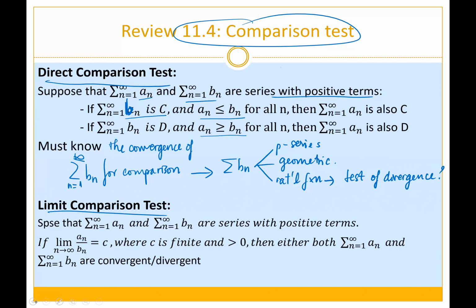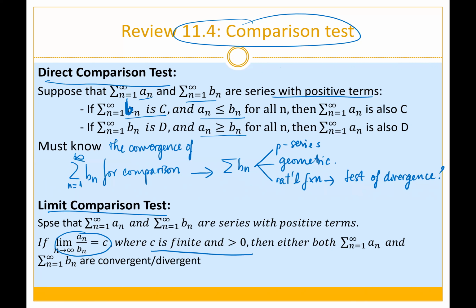Direct comparison test. So we have limit. The limit comparison test allows us to not compare the series directly, term by term. It allows us to say they have a relative rate of growth. So say the limit as n approaches infinity of an over bn is a constant c, when c is finite and bigger than 0, then either both of them are convergent or both of them are divergent.